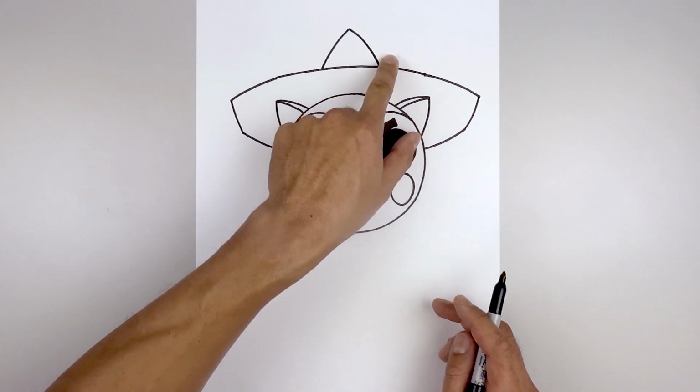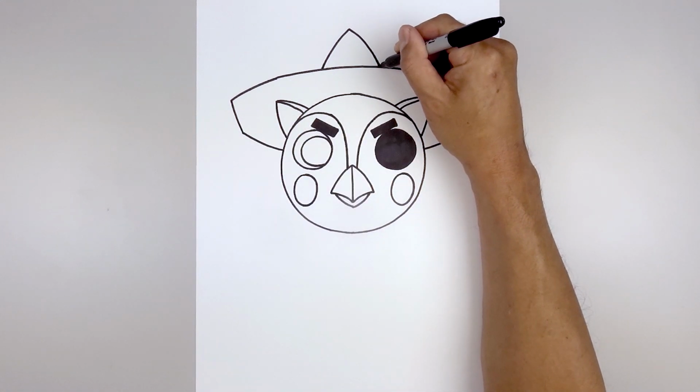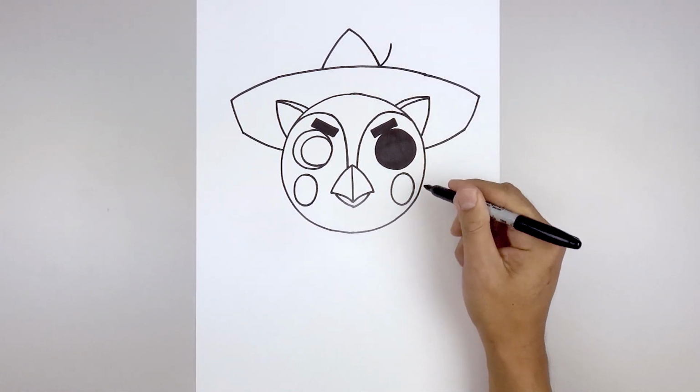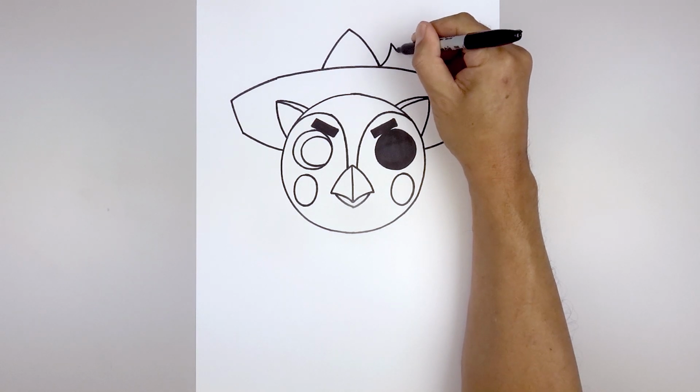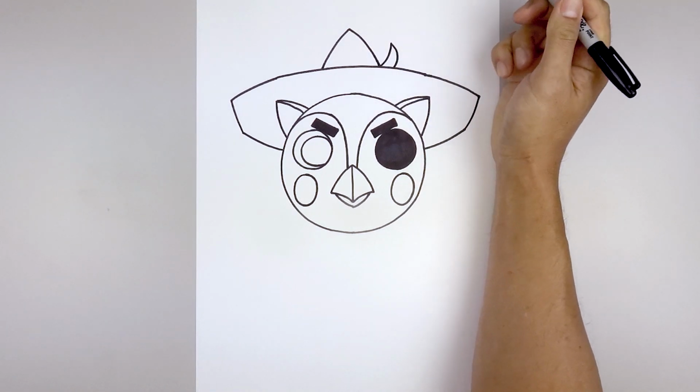Let's add that small detail on the right side of the hat. Starting down here, curve out, and then up. I'm just going to taper this out, and then back in towards the top of the hat brim.